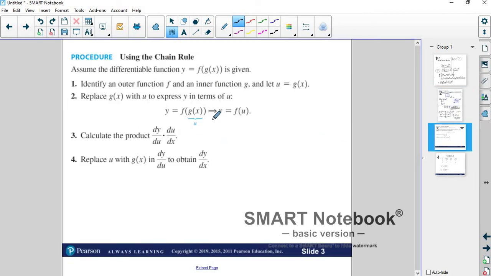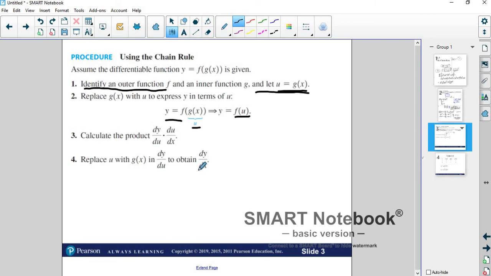So when you're using the chain rule, you want to identify what the outer function is and the inner function, and let u be the inner function. That's what I was doing, right? And then you want to think of y in terms of u, and then you calculate each individually and you find the product. Okay, so that's just what we've been doing.